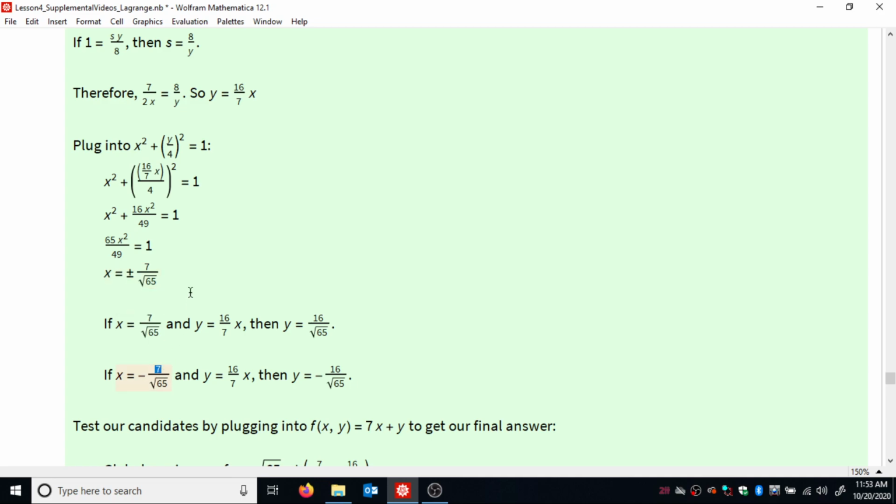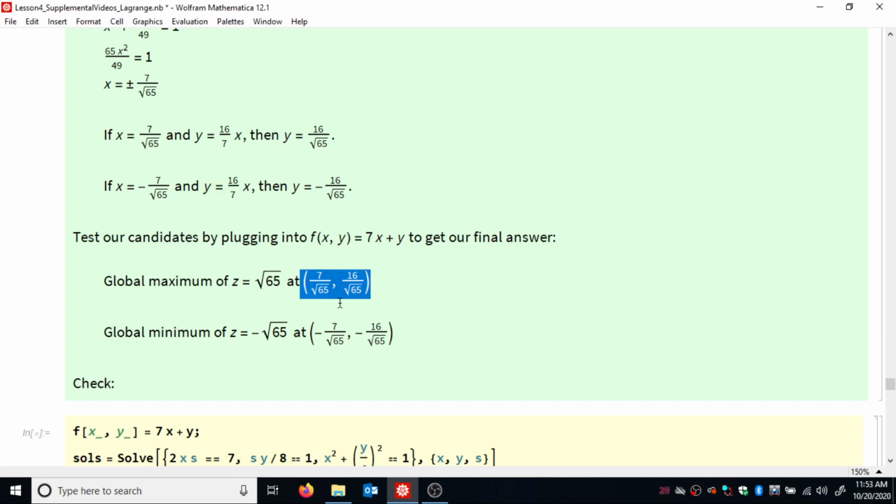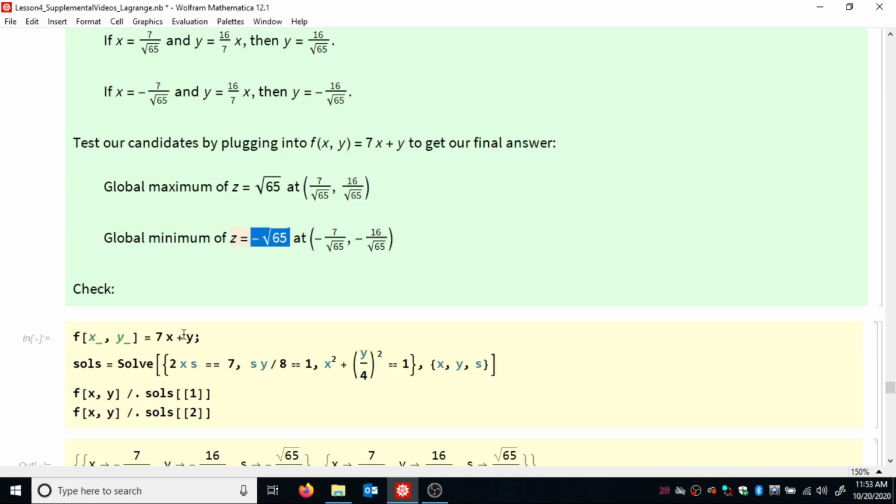We're going to plug both of these in to our y equals equation, and then we're going to get y equals positive 16 over root 65 and y equals negative 16 over root 65. Now those are our 2 candidates. To figure out where we have a global max and a global min, I have to plug these candidates into f of xy is equal to 7x plus y. This is the function that we're trying to maximize or minimize subject to our constraint. So this is the value that we care about for maximizing and minimizing purposes. And you're going to get z equals root 65 for our global maximum, and z equals negative root 65 for our global minimum.